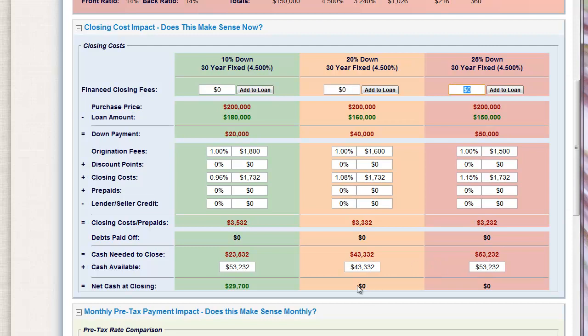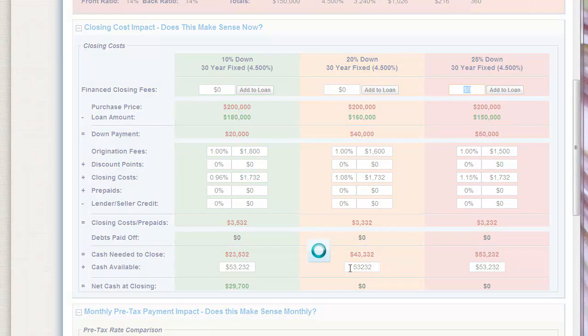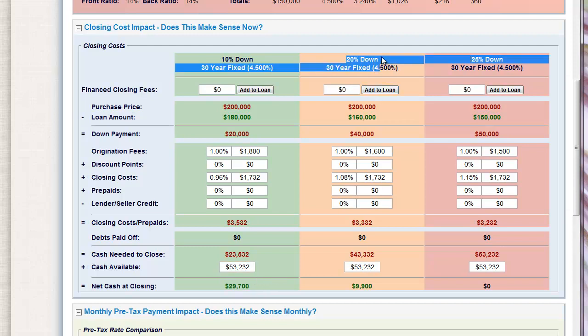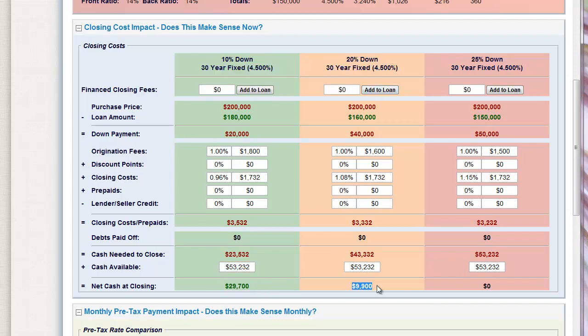That means my cash at closing is 0 and 0. But I brought an extra 10,000 to closing. So you want to always use the same number whenever it makes sense in the cash available, because now what I can see is if I only put 10% down, I'm going to have 29,700 left over, all things being equal. If I put 20% down, I'm going to have 9,900 left over, and if I put 25 down, I'm going to have no money left over at closing.